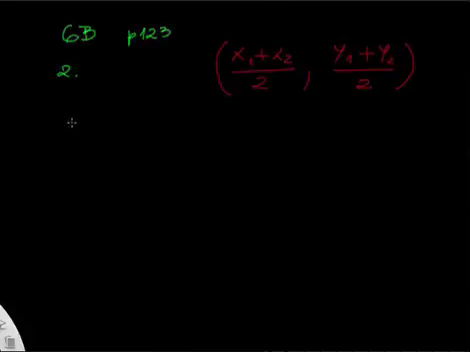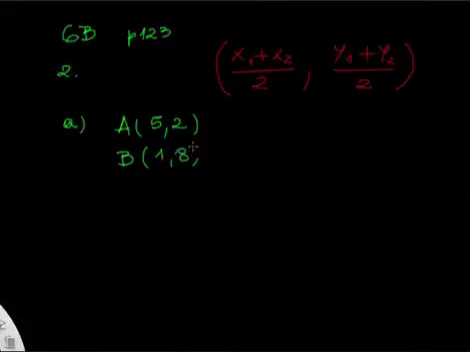So for example, in exercise 2, we're going to do the first one, letter A. So we have 2 points. A, that is 5 and 2, and we have B, in this case 1 and 8. As before, I write my x and y to remember those are the x coordinates and those values here are the y.